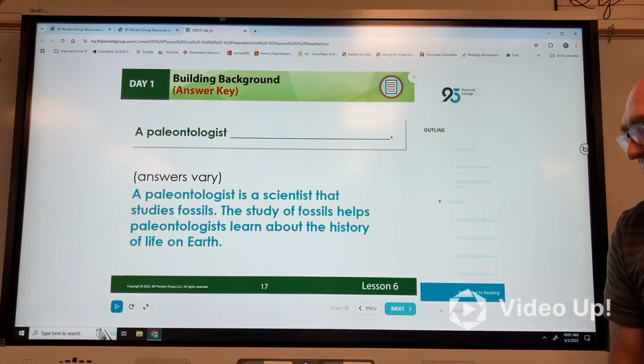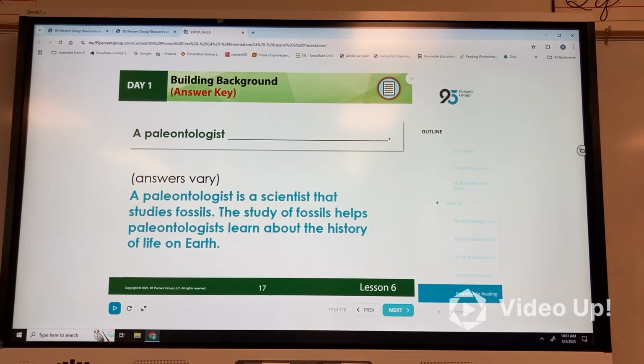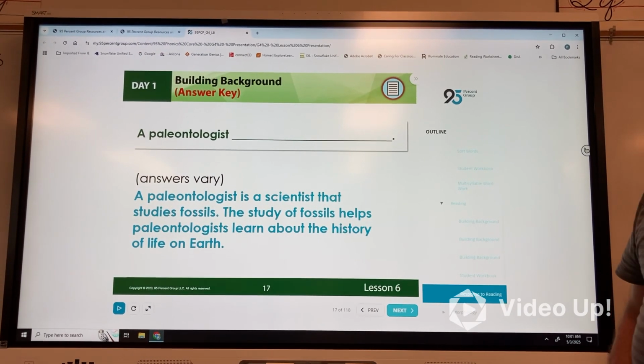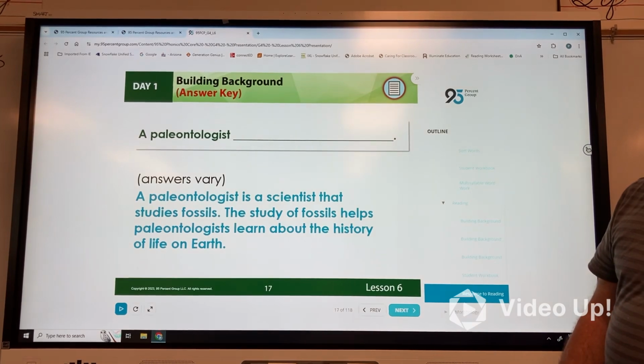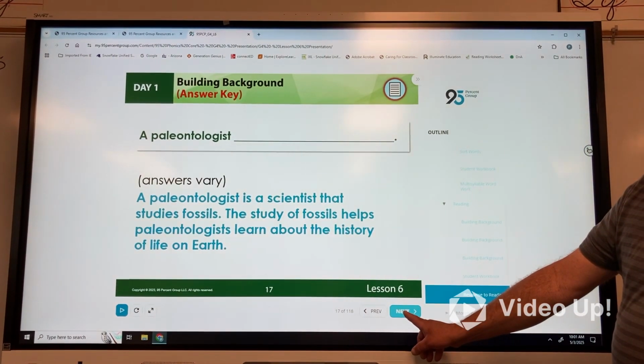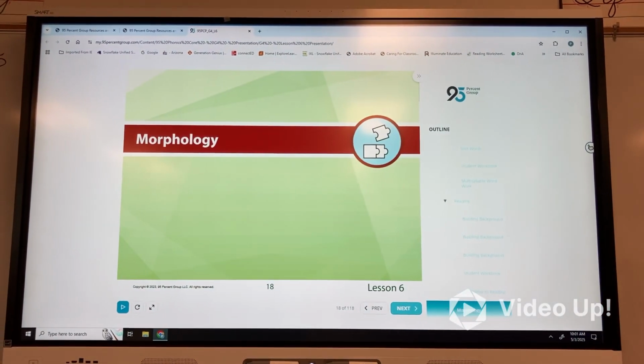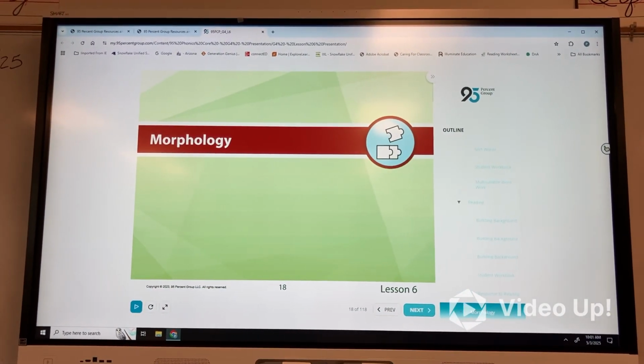And then the students or the teacher will read a possible definition or a possible answer. A paleontologist is a scientist that studies fossils. The study of fossils helps paleontologists learn about the history of life on Earth. The next segment that we're going to work on is about morphology.